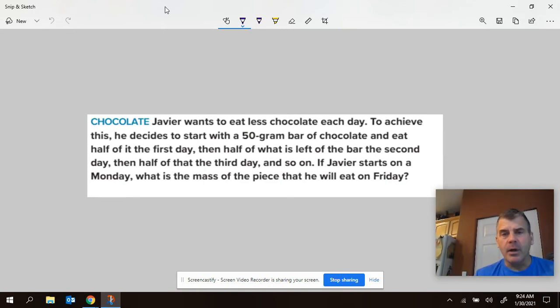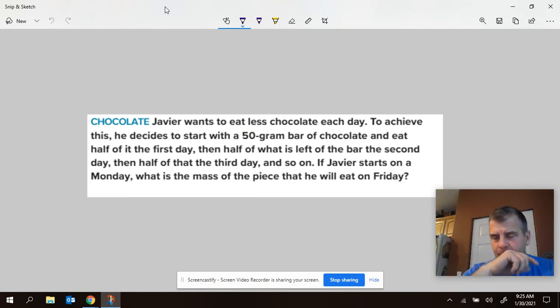Okay, so I'm going to be all over this page here with my work. It's kind of one of the bugaboos with technology here and trying to teach you guys this.